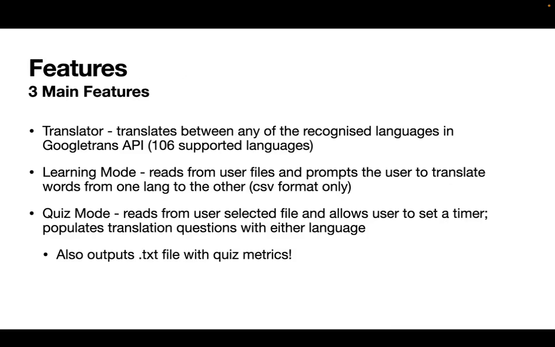So as I mentioned, the three main features include the translator, which uses the Google Trans API, and it translates between any of the recognized languages. I believe there's 106 at the moment. The learning mode reads from the user files and then asks the user to translate the words from one language to the other. They can determine which one they want to do. At the moment, this only supports CSV file formats.